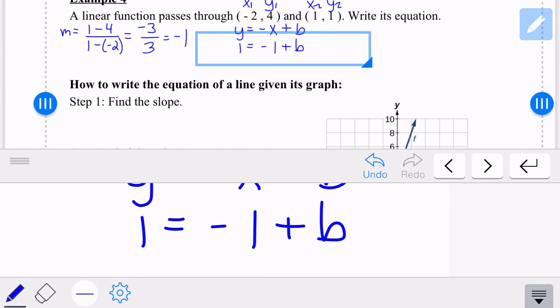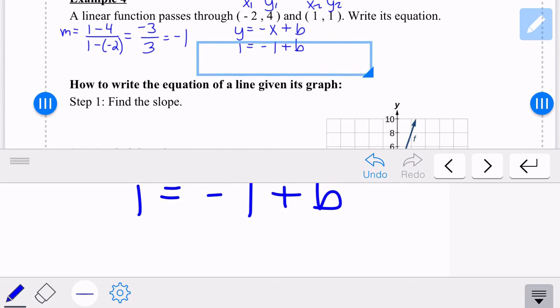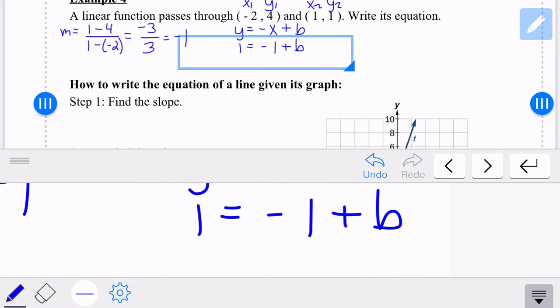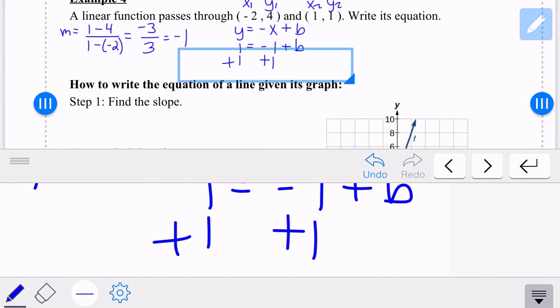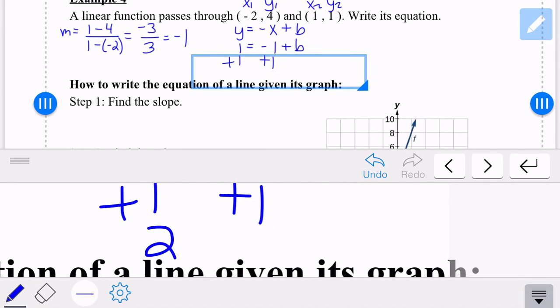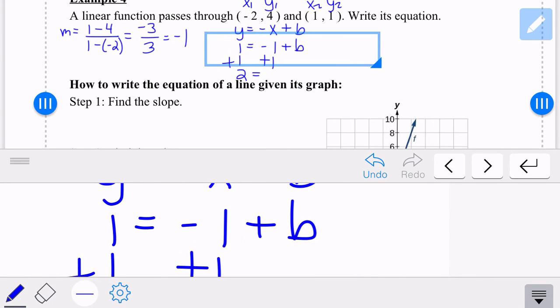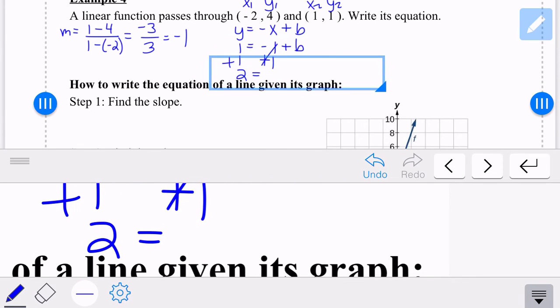So if I have -1 plus b and I want to solve for b, what do I got to do with that -1? That's right, I want to add, okay? So I need to add a 1 to both sides. What that will give me is 2. Okay, -1, +1, that's gone. And then b's by itself. So 2 is equal to b. That means our y-intercept is at 2.